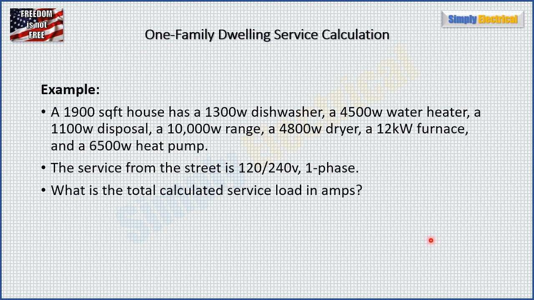We're going to take a very simple example, and then we're going to work through it as we go, and we'll explain each step along the way. So here we have a 1900 square foot house, has the 1300 watt dishwasher, a 4500 watt water heater, an 1100 watt disposal, a 10,000 watt range, 4800 watt dryer, 12 kW furnace, and a 6500 watt heat pump. The service from the street is 120/240 volt single phase. What is the total calculated service load in amps?